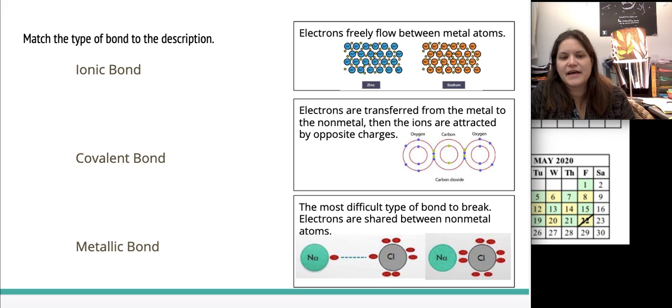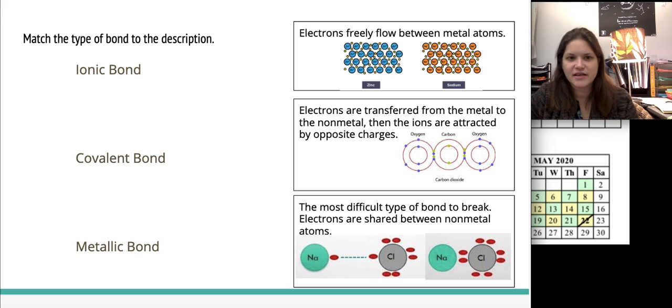Okay. Now, this is just a little check-in for you to make sure that you can match up the differences. See if you can match up the bond to what its description is.